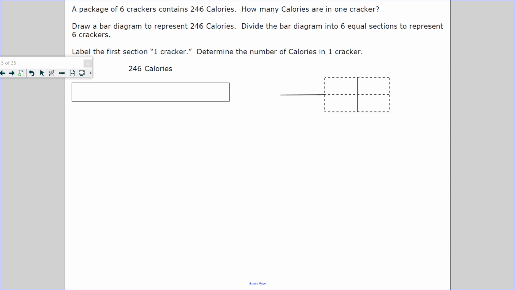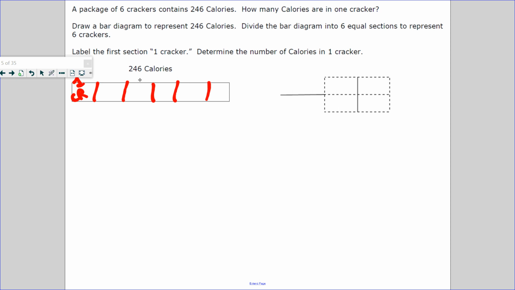So we're going to draw a bar diagram to represent 246 calories. Divide the bar diagram into 6 equal sections. Done. To represent 6 crackers. Label the first section as 1 cracker. And I'm going to abbreviate 1CR. Determine the number of calories in this one.